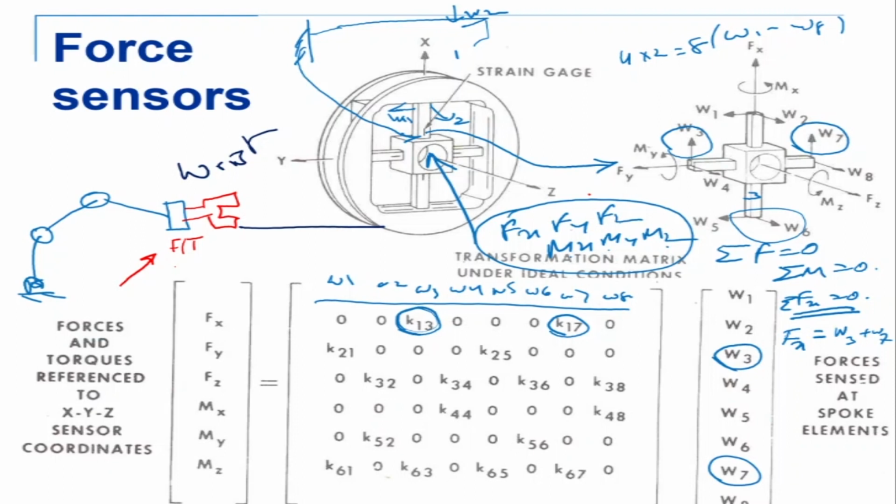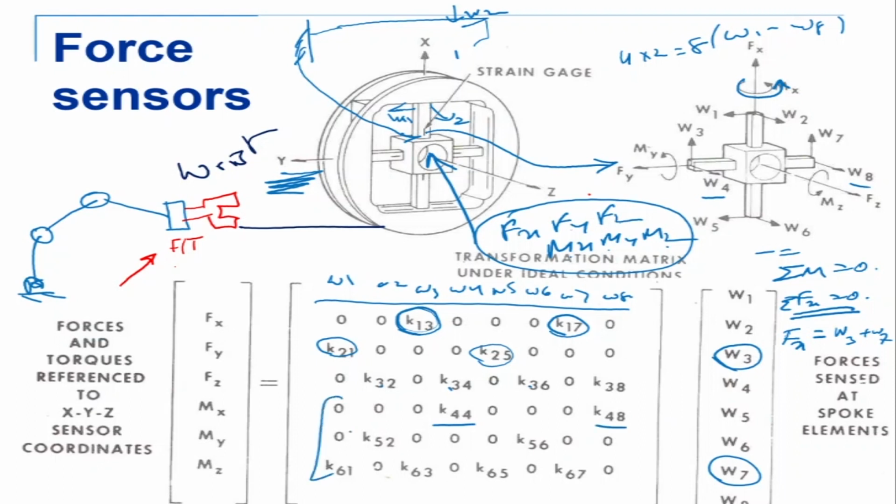In the y direction, which is this side, which are the forces in that direction? It's very easy to see W1 and W5. W1 and W5 are forces in that direction. These are the gains. What about Fz? In the z direction, we see there is W2, W4, W6 and W8. You can refer to this figure and see. In the case of moments, there is a moment about the x-axis, which is Mx. What is causing that? W4 and W8 are the two forces causing the moment about the x-axis. These 3 are moments, those 3 are forces.